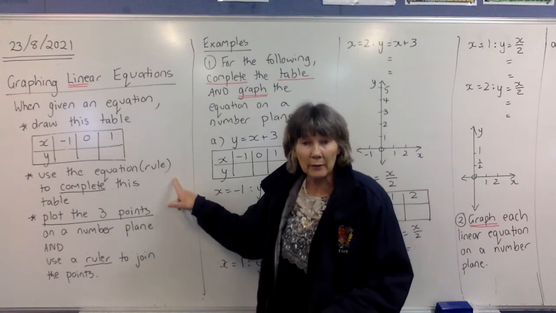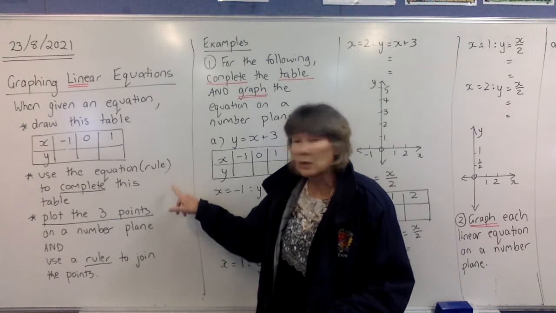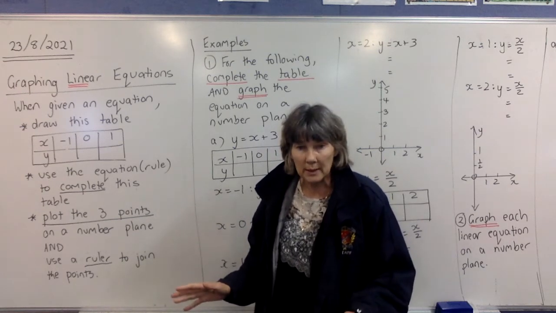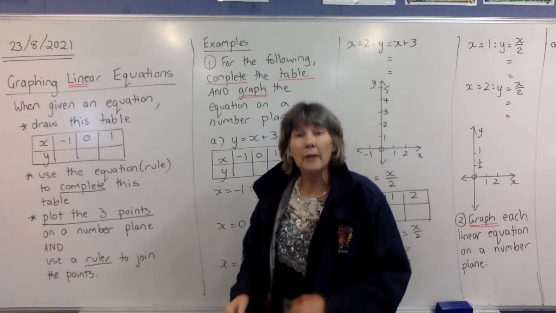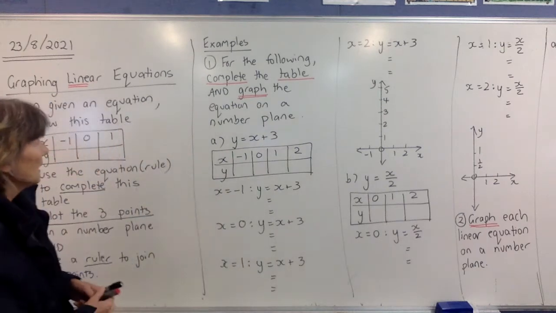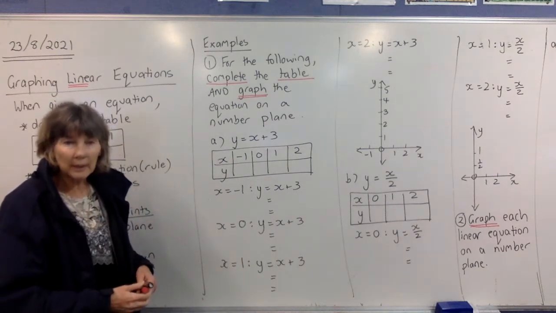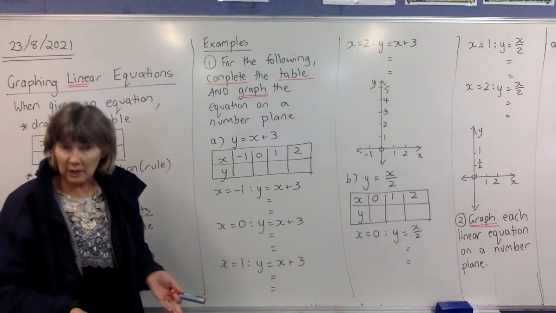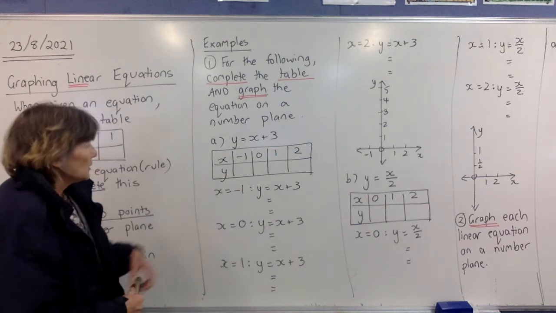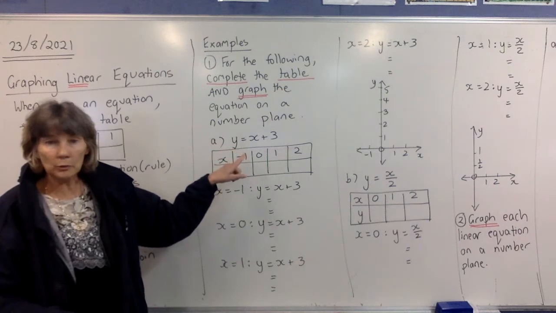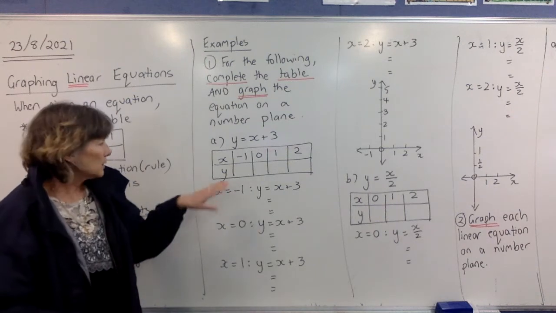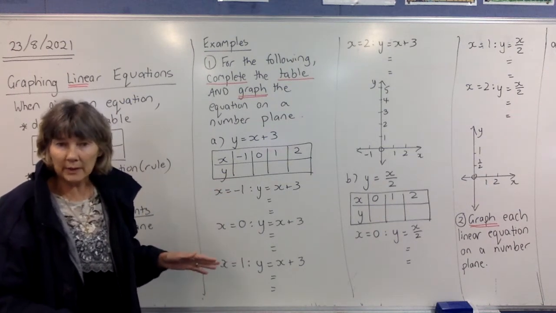Okay, after you have your table completed, you're going to then plot those points, however many points it is, on the number plane and use a ruler to join them up. Okay, so let's have a look at our first example. So it says for the following, complete the table, so they've given you a table, and graph the equation on a number plane. So they've given us the equation or the rule y equals x plus 3, and they've also given you this table. So we have to complete the table, and we've done these before.